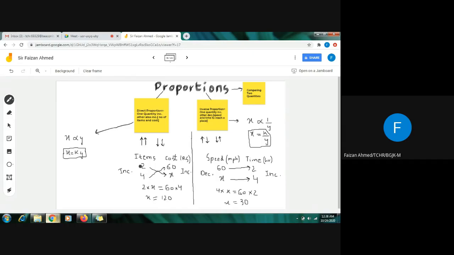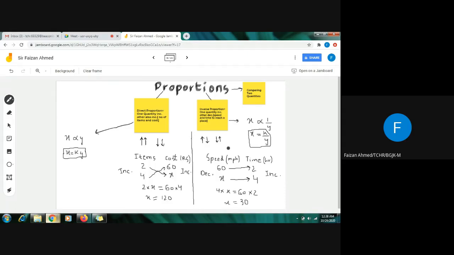So you can see that on increasing the number of items, the cost is also increasing. First it was 60 and now it is 120. So this is basically a direct proportion in which if I increase one quantity, the other one also increases.